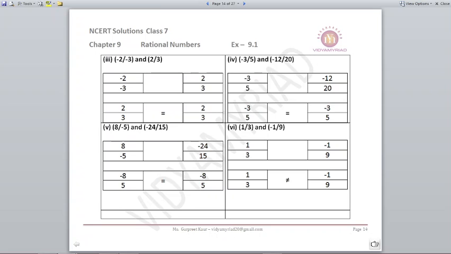Both are same. Minus 3 upon 5 and minus 12 upon 20. Minus 3 upon 5 will remain same. Minus 12 upon 20 can be written as minus 3 upon 5. It can be reduced by the table of 4. So they are same. 8 upon minus 5 and minus 24 upon 15. 8 upon minus 5 can be written as minus 8 upon 5. And minus 24 and 15 can be divided by 3. So it comes minus 8 upon 5. Both are same. 1 upon 3 and minus 1 upon 9 cannot be further reduced, so they are not same.